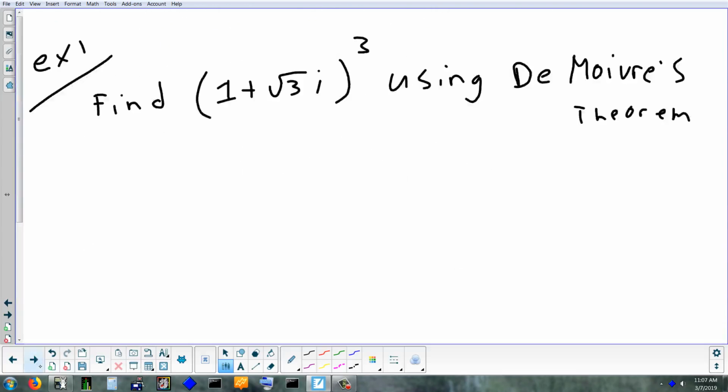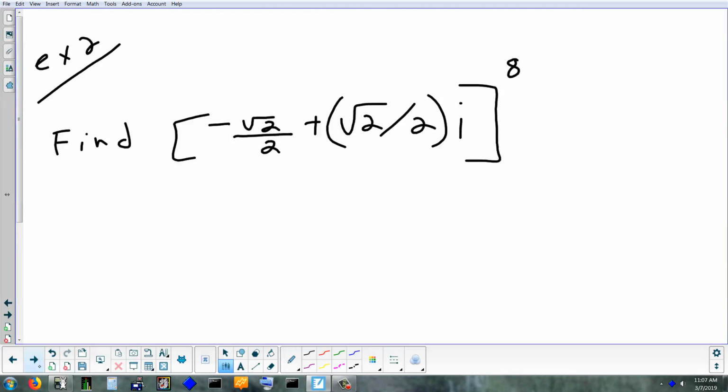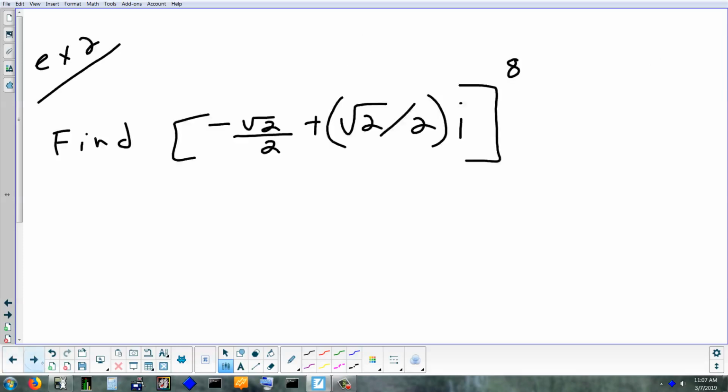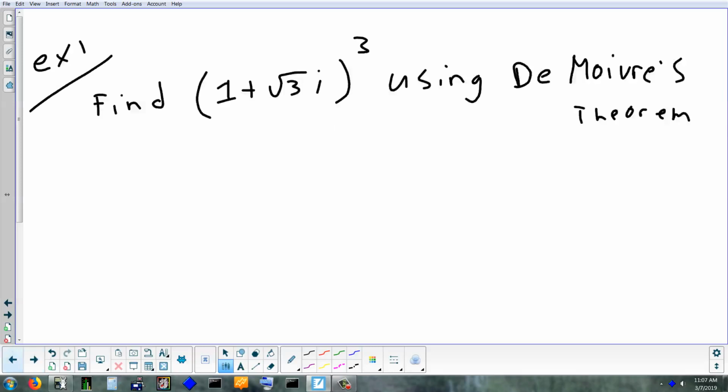All right, so let's try an example. I want to cube that number, and then I'm going to raise that to the 8th. Now, cubing it's not that bad. You probably could cube something by FOILing 3 sets of parentheses out. But we'll practice using DeMoivre's theorem. Certainly, once you get to the 8th power, I would not want to FOIL 8 sets of parentheses. That's going to take a while. So, to use DeMoivre's theorem, is this problem ready to use DeMoivre's theorem?